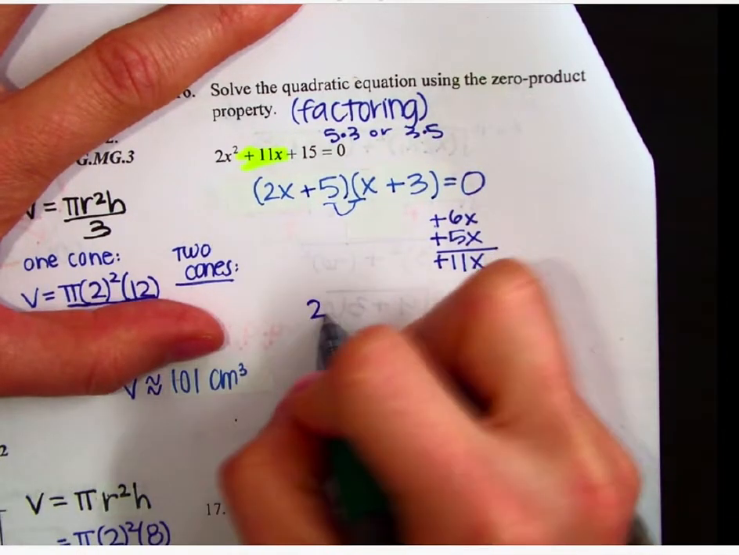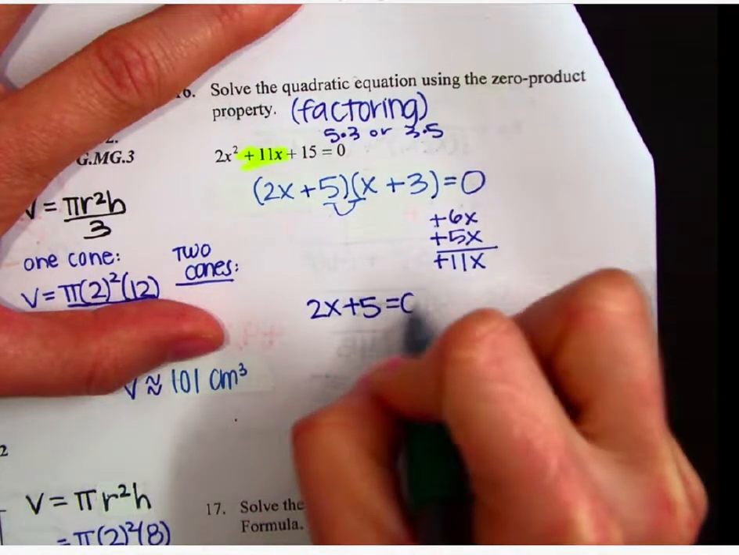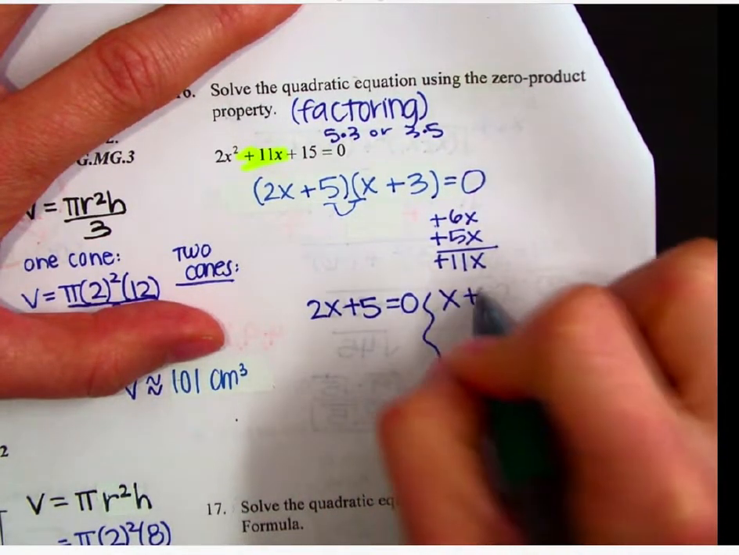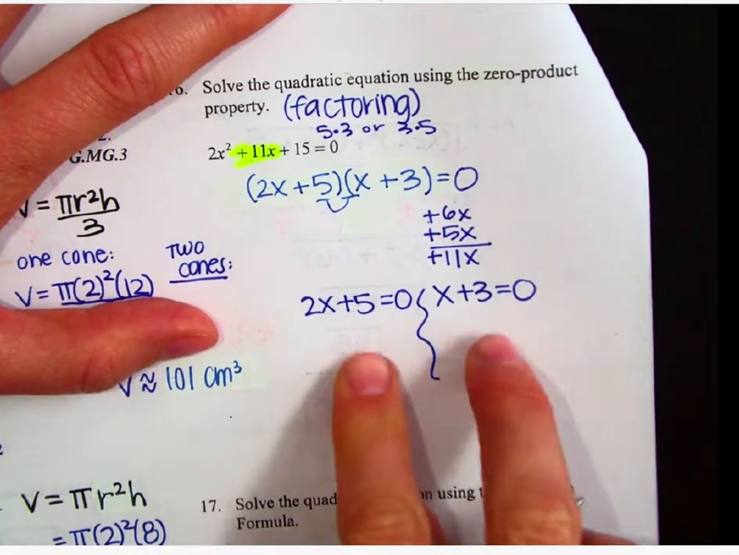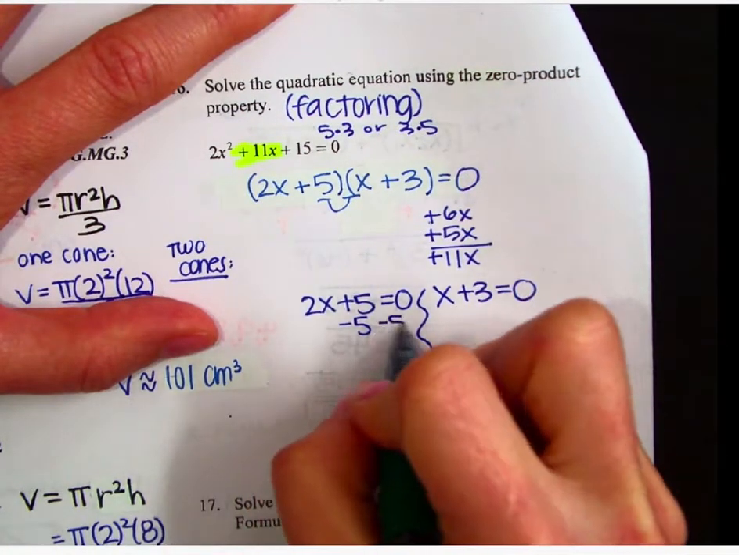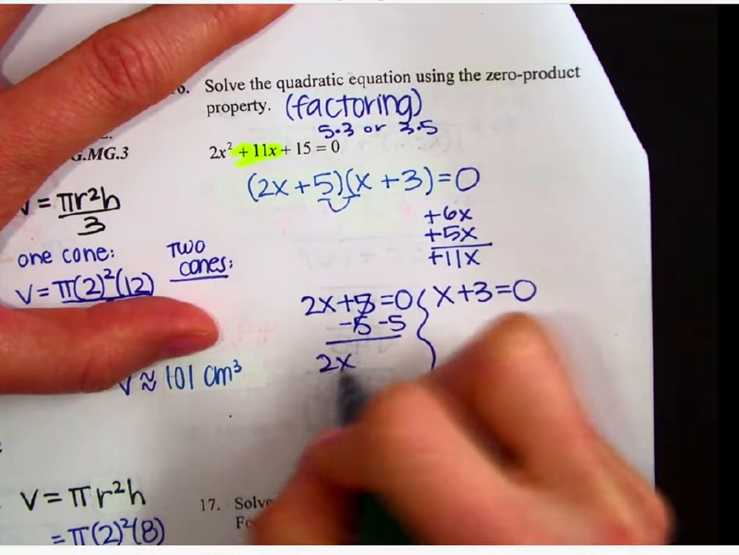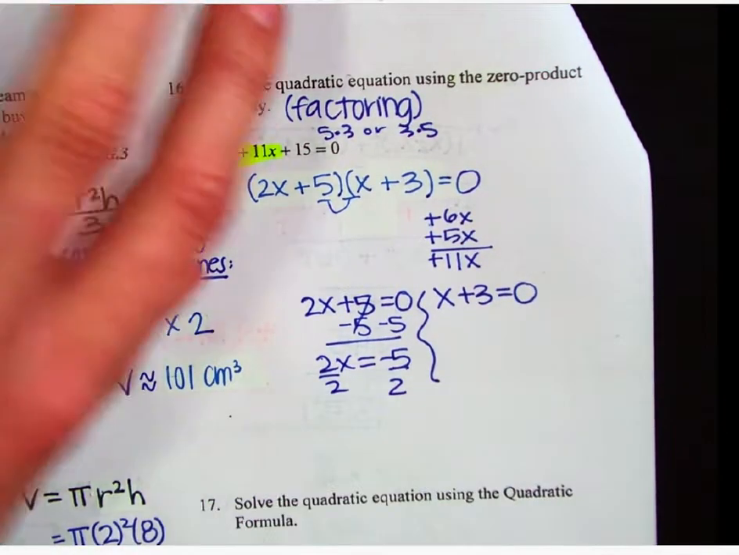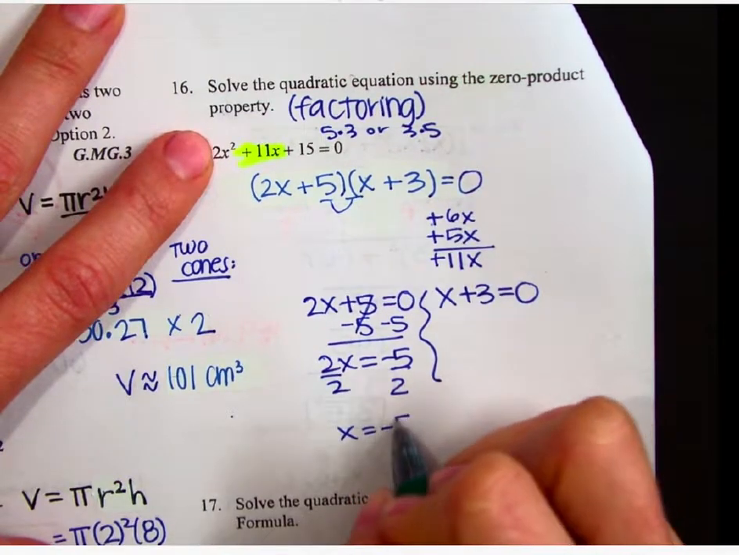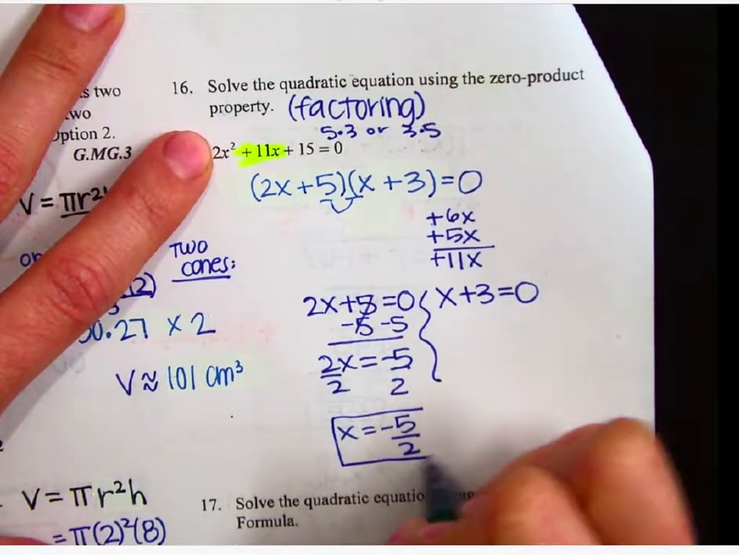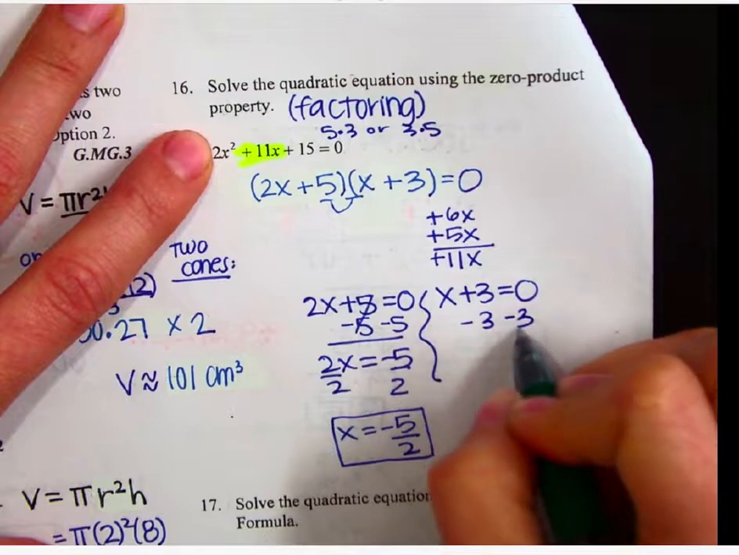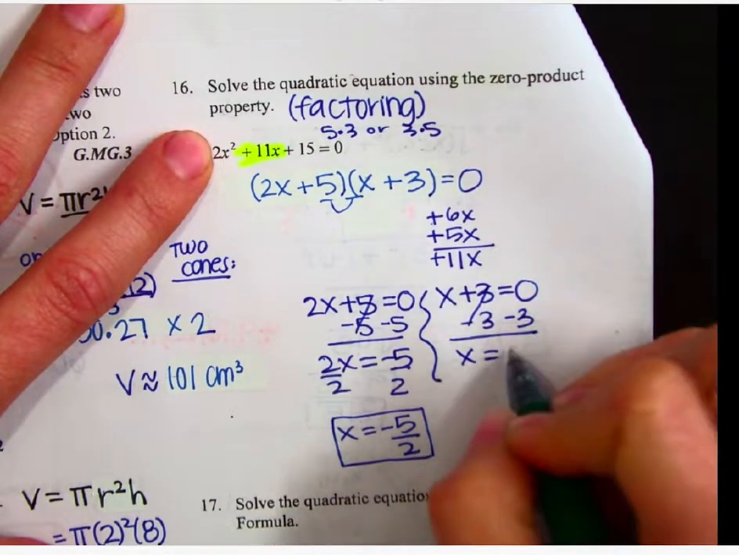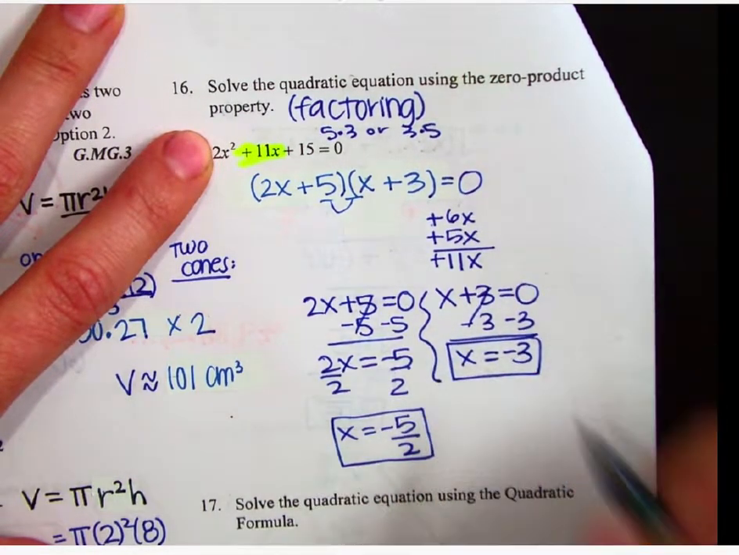So now that I have each of my factors, I set them equal to 0. And then I'm solving each equation. So here, starting with moving over the 5 using subtraction, 0 minus 5 is negative 5. And then divide by 2, x is equal to negative 5 over 2 for one of our answers. Here, subtract 3 to isolate x, and 0 minus 3 is negative 3.